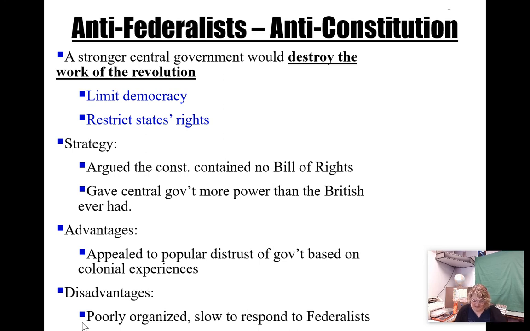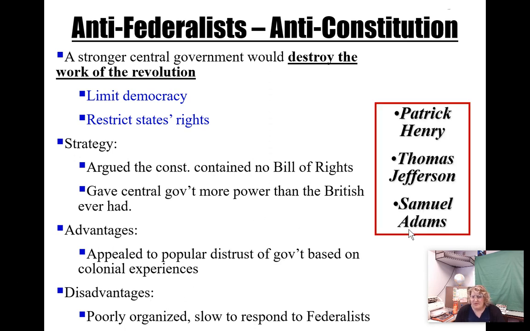Their disadvantage is that they were not as well organized as the Federalists. So there are a series of essays called the Anti-Federalist Papers. There's not as many of them. They're not as in-depth, and they didn't get the traction and they didn't get printed and sent around and circulated as well as the Federalist Papers did. So they were slow to respond.